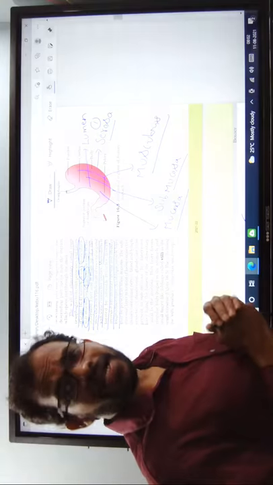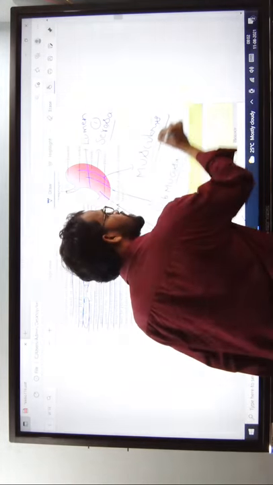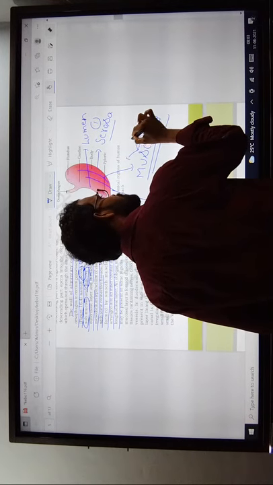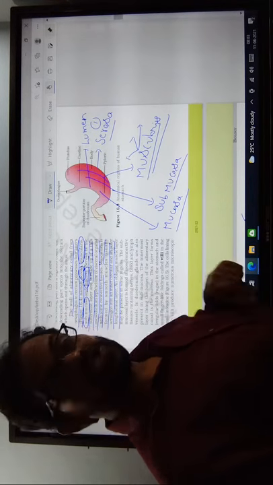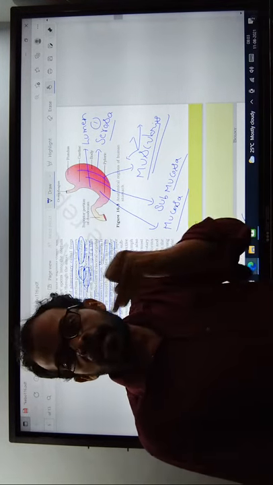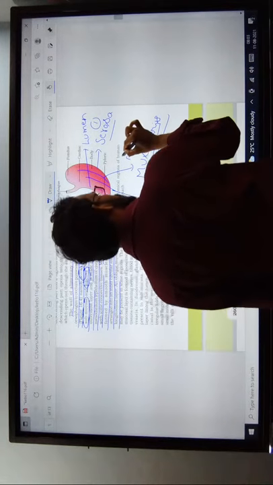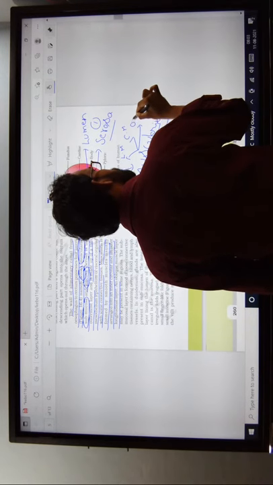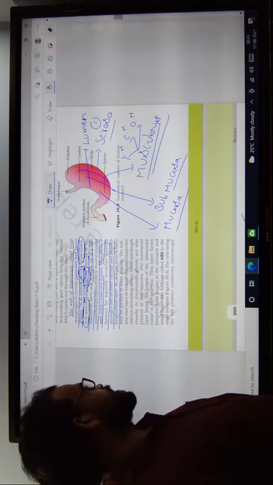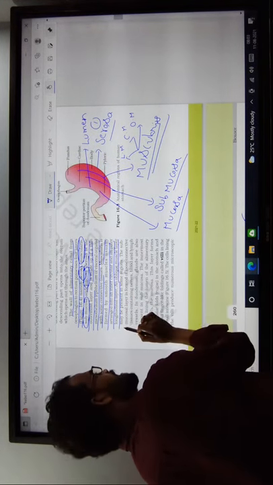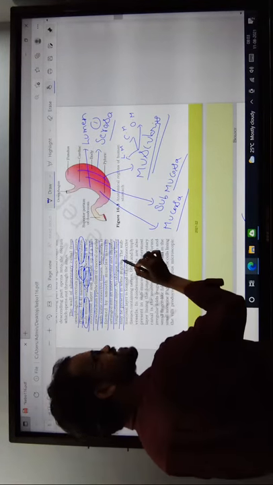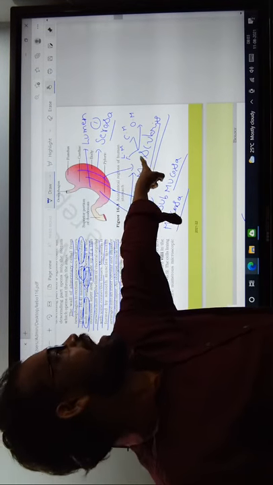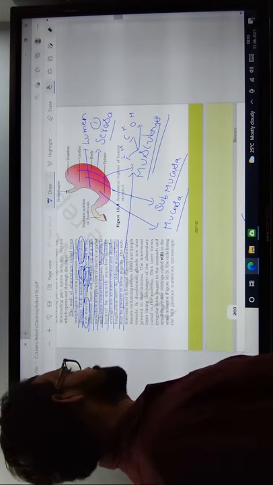But in the case of the stomach, the second layer, the muscularis, contains three layers: longitudinal muscles, circular muscles, and oblique muscles. This oblique muscle layer is present in some regions, that is, in the stomach.